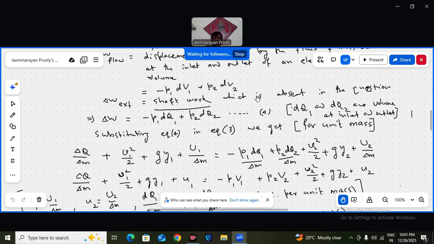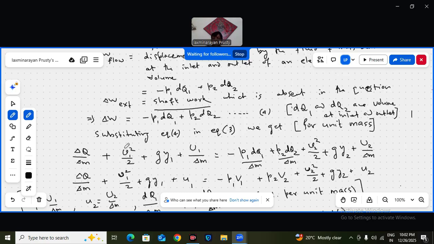Delta extra shaft work is absent in the question, so we are not bothering about it. So delta W will be this much only, that is the flow work, P2 dQ2 minus P1 dQ1. dQ is the volume flow rate. Let me put this symbol clearly as Q beta.